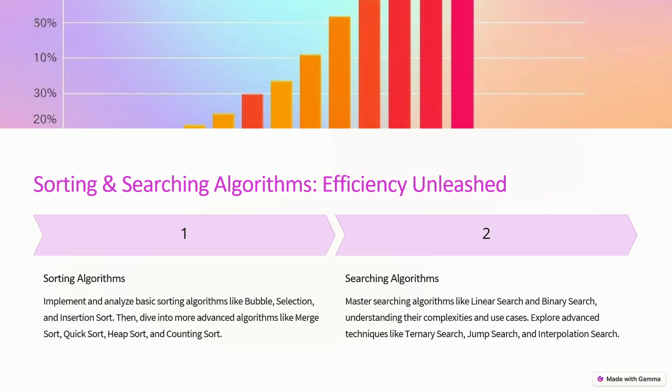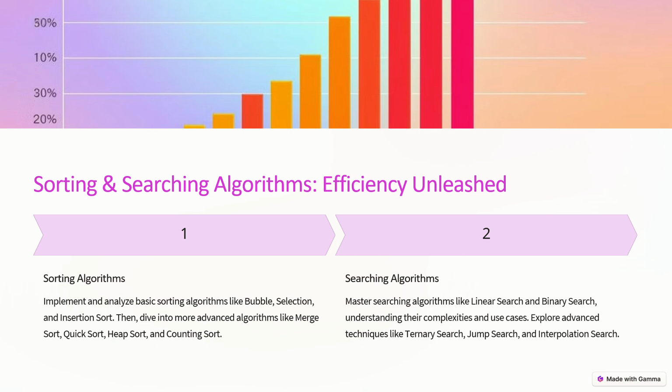And searching algorithms: linear search is simple but very slow, its complexity is O(n). Binary search is faster but requires sorted data, O(log n). Jump search and interpolation search are special cases for optimizing searching.